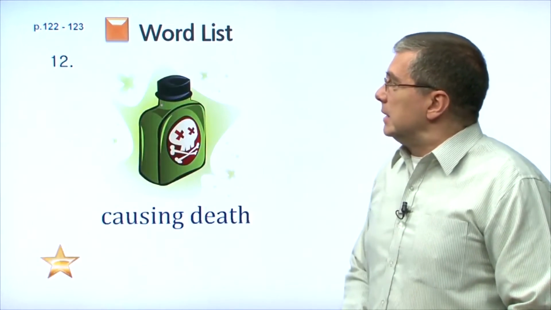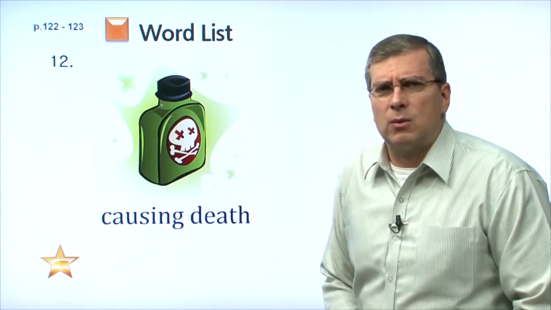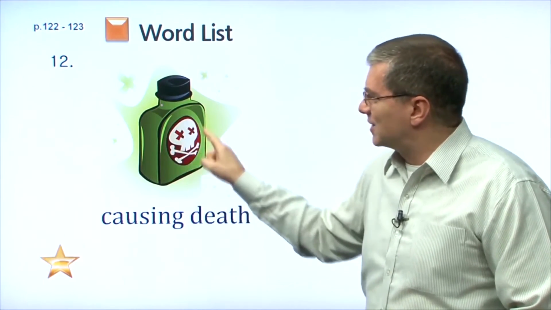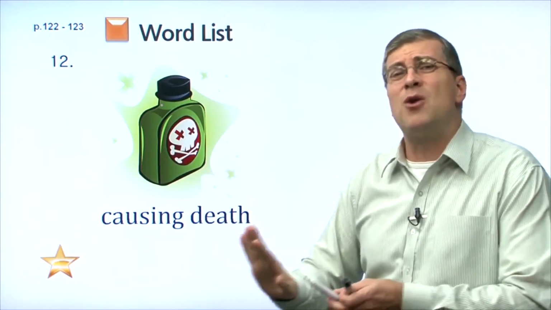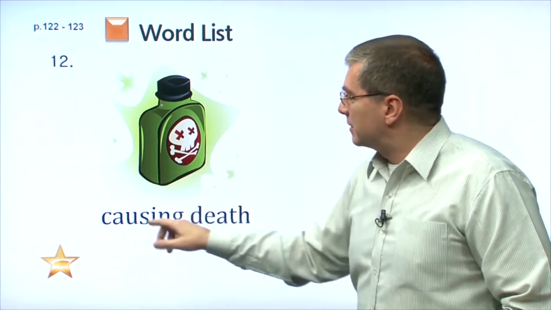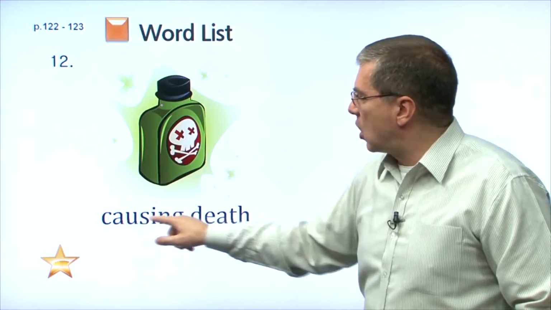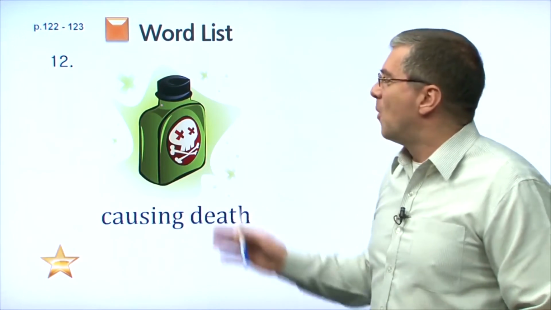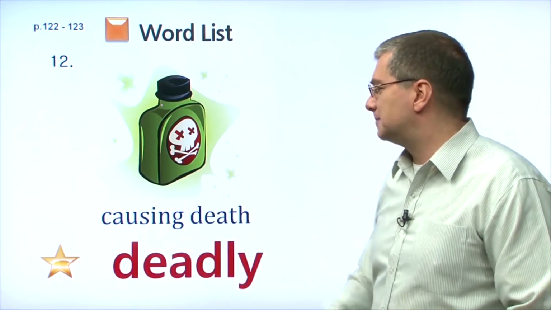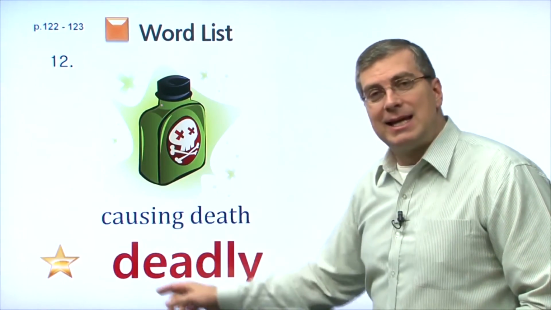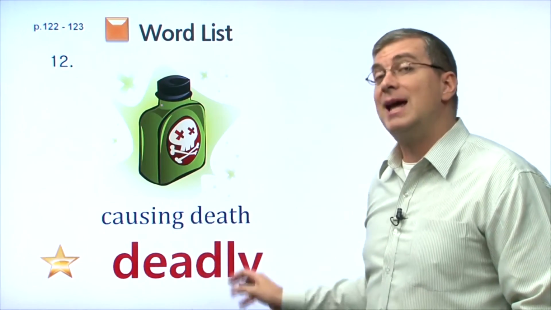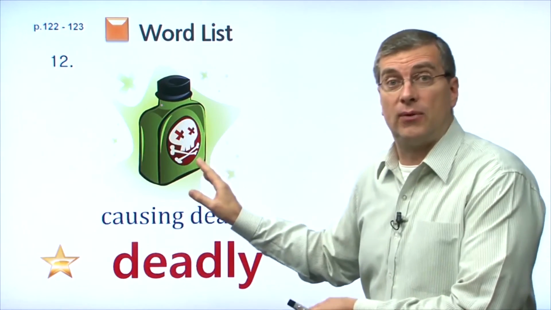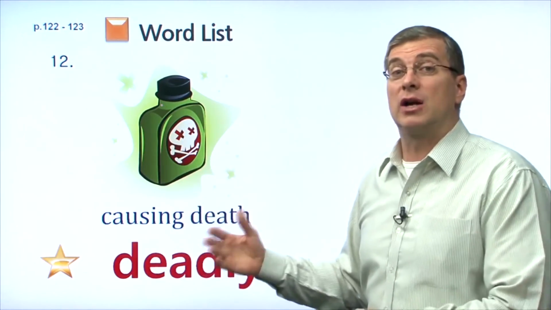Our last word here is kind of a scary word. Be careful of this sign. If you see that sign on a bottle, stay away from that bottle. What can we say about this? It's causing death. Oh, somebody dies. It's very dangerous. What word are we looking at here? We are looking at deadly. Deadly is a description word. Adjective. It describes something. We can look at this and say, oh, be careful. It's deadly. It can cause death.